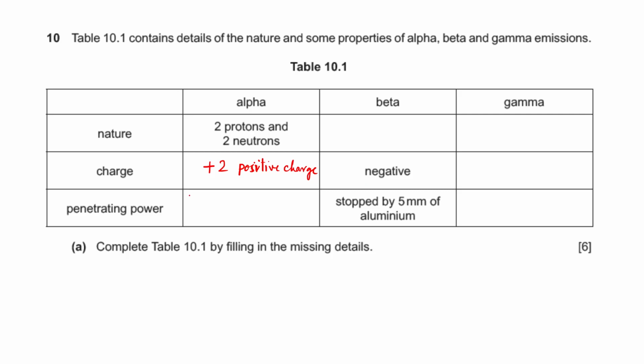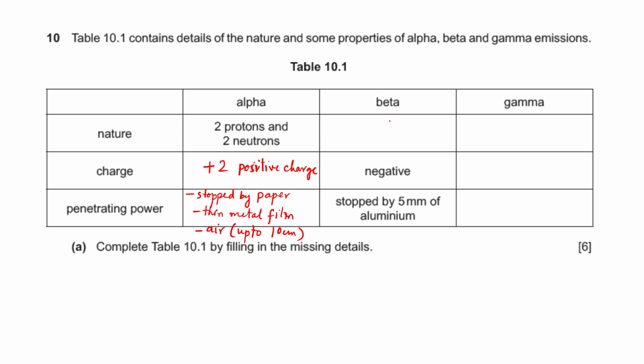So alpha particles can be stopped by paper, stopped by a thin metal film, and air, say up to 10 centimeters of air is enough to stop them. So this is the penetrating power. You can write these things.